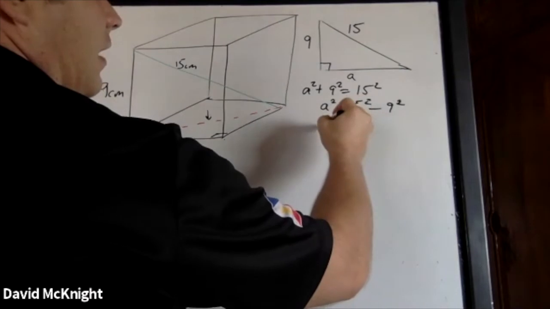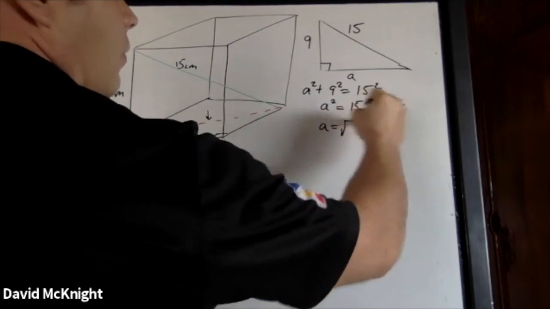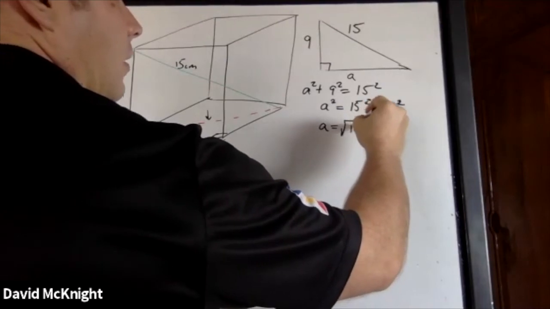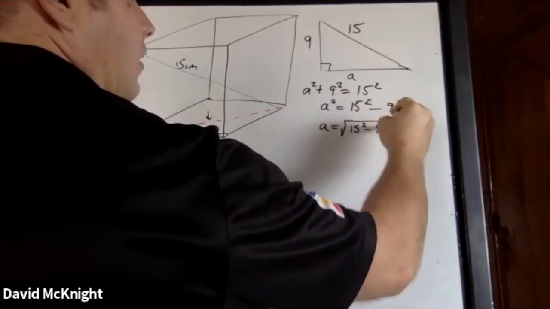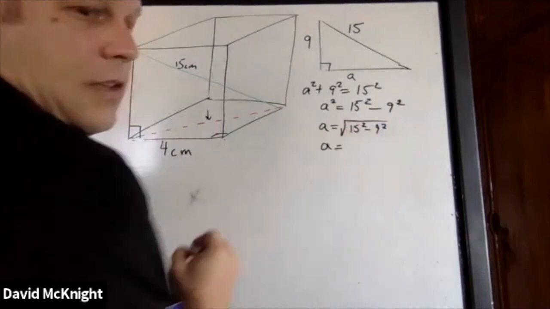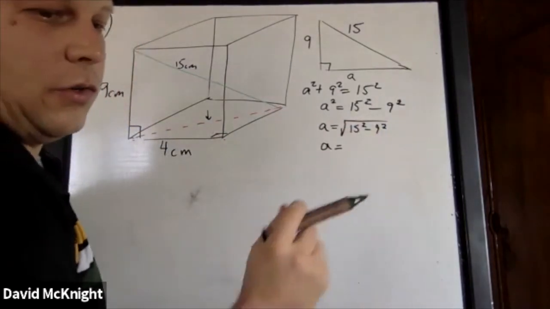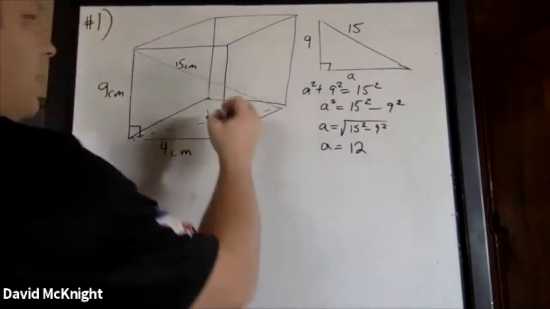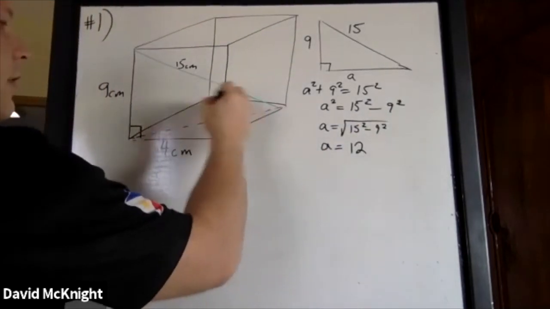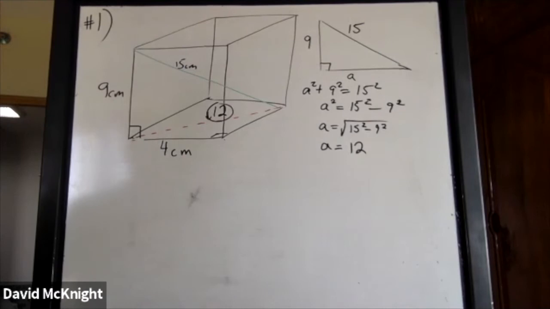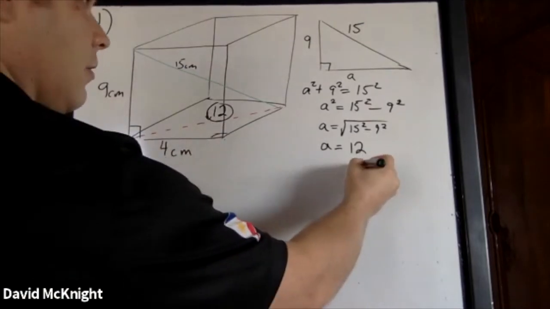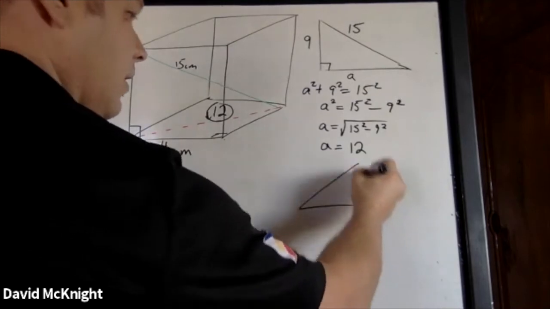And then if we isolate that, A is equal to the square root of 15 squared minus 9 squared. And so A actually works out to 12. Okay, so we know that this is 12 here. Okay, well, we have a triangle there, right? So let's look at this triangle here.